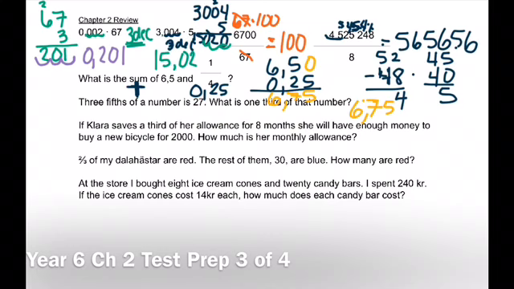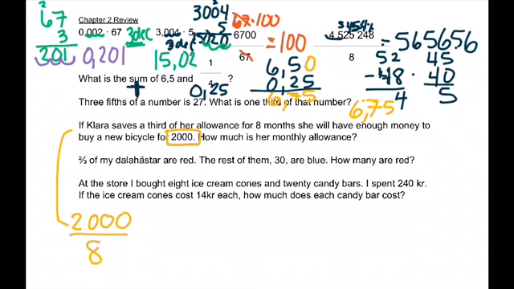Then if Clara wants 1/3 of her allowance for 8 months, save enough money to buy a new bicycle, almost the same thing as Leon, but instead our final amount was 2,000. Then we will do 2,000. I'm going to do it down here. 2,000 divided by 8. So 8 doesn't go into 2, but it goes into 20 twice. And if I did 20 minus 16, because that's 8 times 2, I would get 4. So 8 goes into 40 5 times perfectly. Then 8 goes into 0 times.